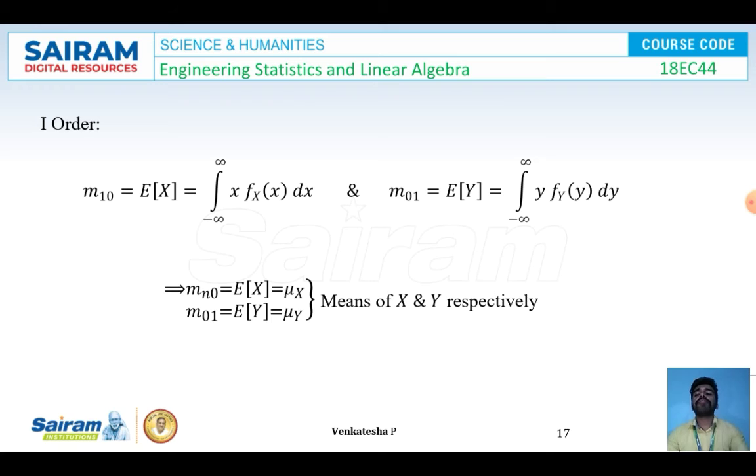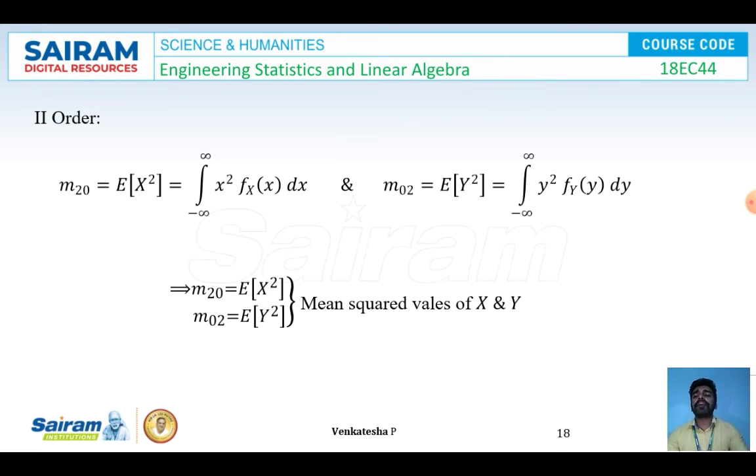Now the first order moment is given by replacing n equal to 1 in the previous equation. I get the expectation of x equal to the integration from minus infinity to plus infinity of x f_X(x) dx, and m_01 is given by the expectation of y equal to the integration from minus infinity to plus infinity of y f_Y(y) dy. These are nothing but the mean of x and the mean of y, respectively.